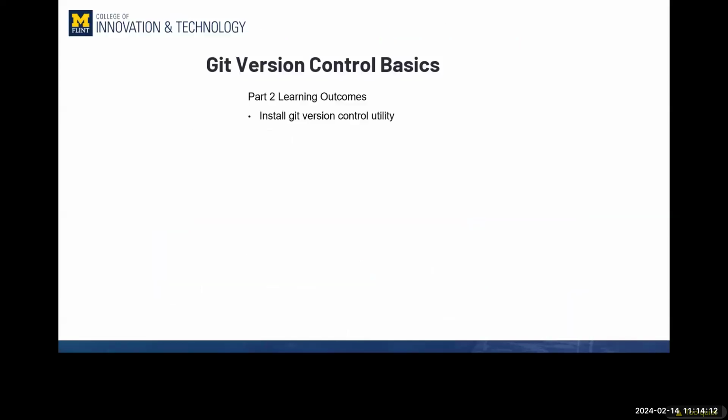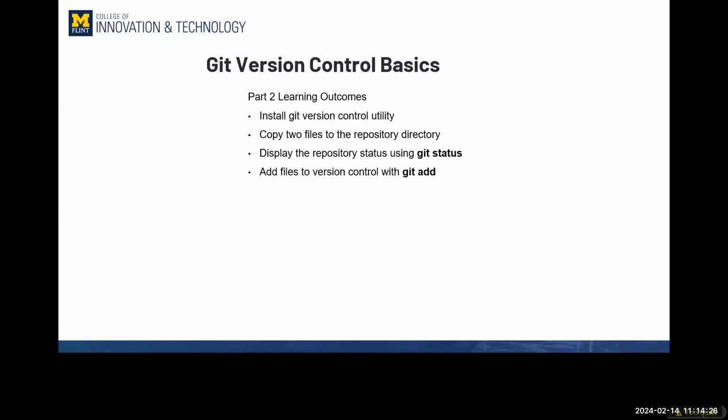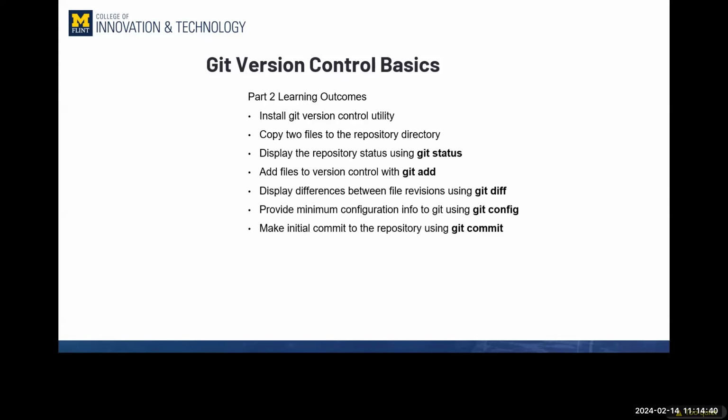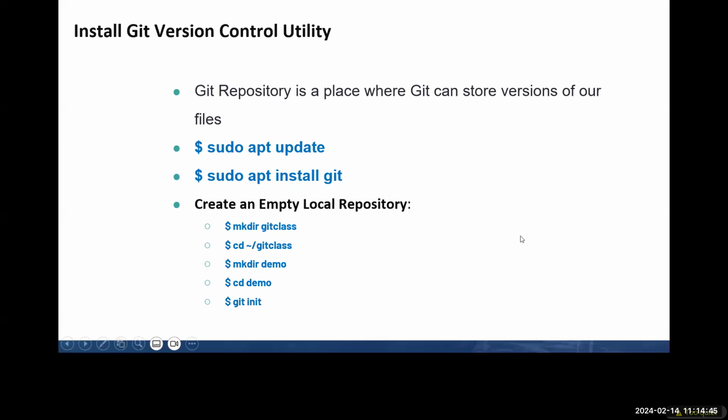Now, in the second part, we are moving to install the Git version control utility. We are going to copy two files to the repository directory. We will display the repository status using git status, add files to the version control with git add, display the difference between the revisions using git diff, and provide the minimum configuration info to Git using git config. We will be using git commit and git push.